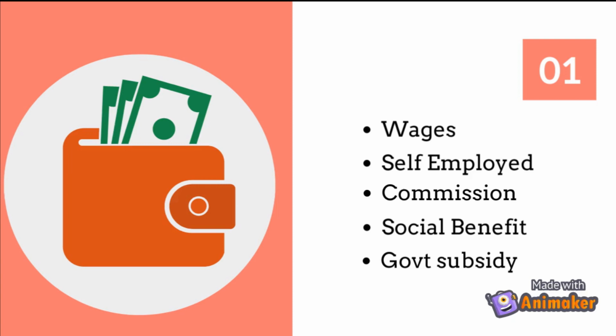Next is commission. This is common in sales roles. You might earn a set amount of money for each sale you make, or you might earn a percentage of the sale price for your work. Commission is based on results rather than time worked. Social benefit. Depending on your situation, you may be eligible for assistance payments from the government. Government subsidy. Due to the COVID-19 pandemic, some countries provide resurgence payments or subsidies to help you out.